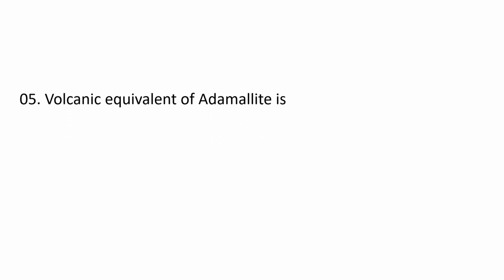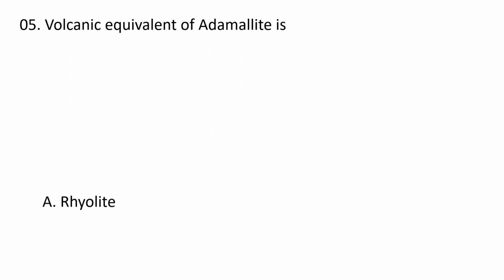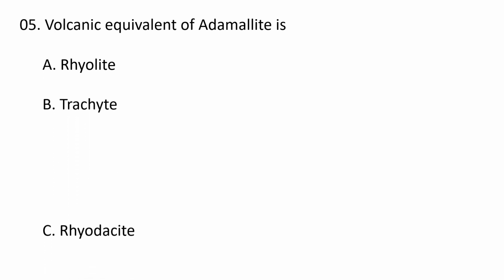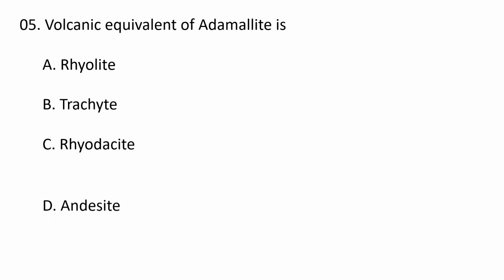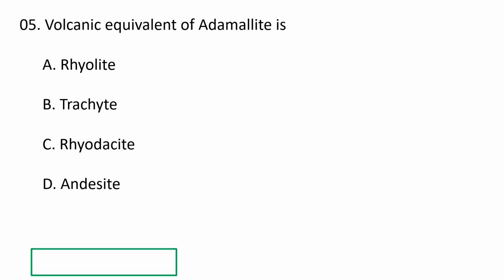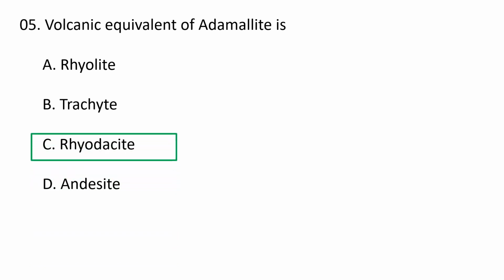Next question. Volcanic equivalent of adamellite is A. Rhyolite, B. Trachyte, C. Rhyodacite and D. Andesite. So the correct option is, volcanic equivalent of adamellite is rhyodacite. Rhyodacite is nothing but a fine-grained igneous rock containing 20% to 60% quartz, in which plagioclase makes up about 2/3 of the total feldspar content. So C. Rhyodacite is the correct option.